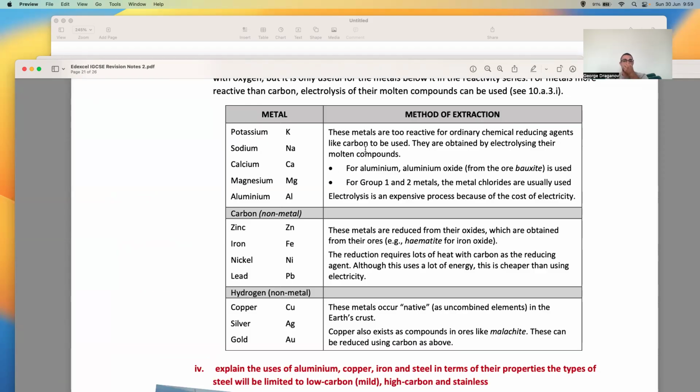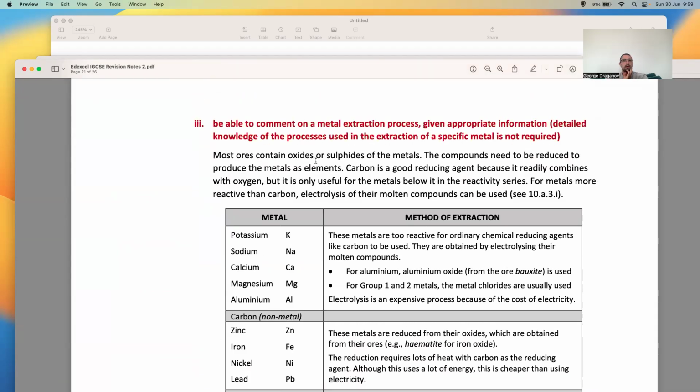So that's very, very expensive. It's the most expensive, so ideally, you don't want to do that. Now, in an exam, they might give you appropriate information.